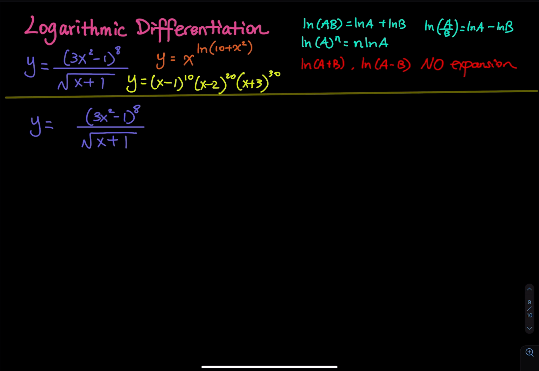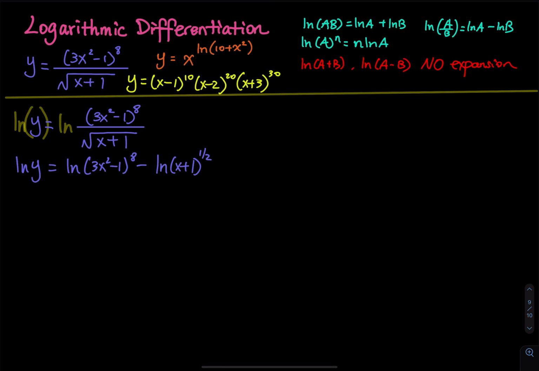All right, so the first step to do logarithmic differentiation is you ln both sides. Okay, so when you ln the right hand side, do you see this? If you have ln A divided by B, that equals ln A minus ln B. So let's apply that to the right hand side. So we have ln y equals ln the top, 3x squared minus 1 raised to the 8th, minus ln the bottom, which is ln x plus 1 raised to the 1/2 power.